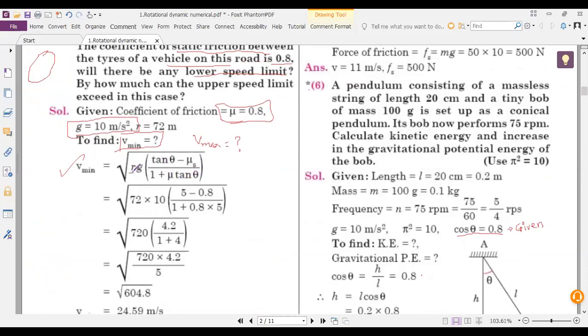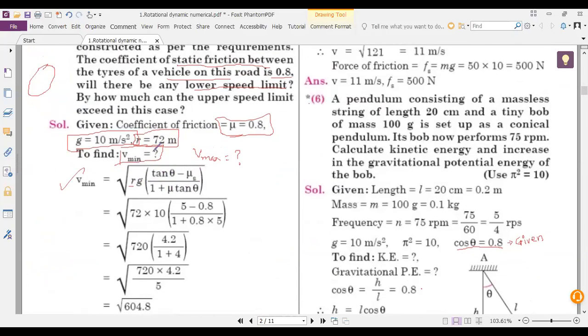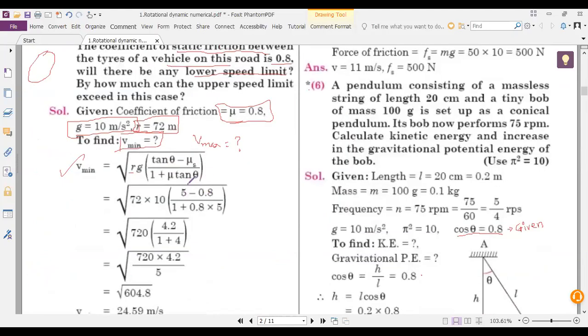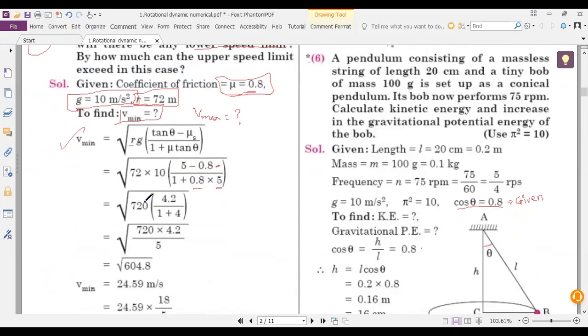Now we have r. What is r? 72 meter. What is tan theta? We just calculated the value of tan theta. Remember, what value are we getting for tan theta? 5. So we are putting here 5. What is mu s? 0.8. 1 plus, what is mu? 0.8 tan theta. What is tan theta? 5. Now calculate this part first.